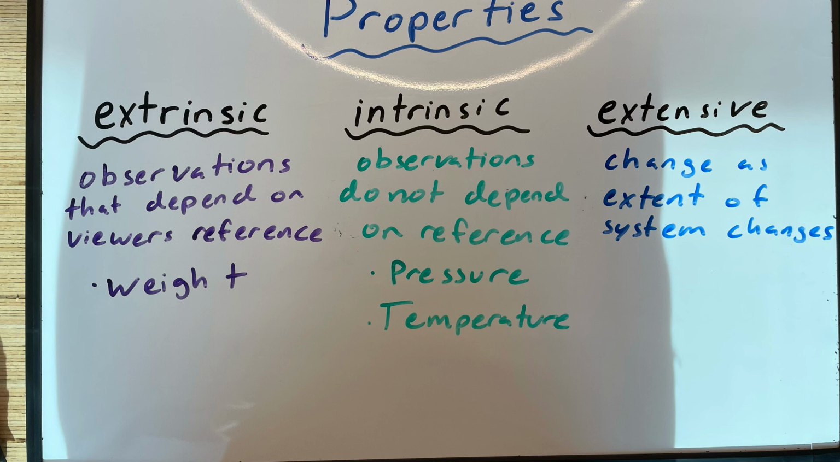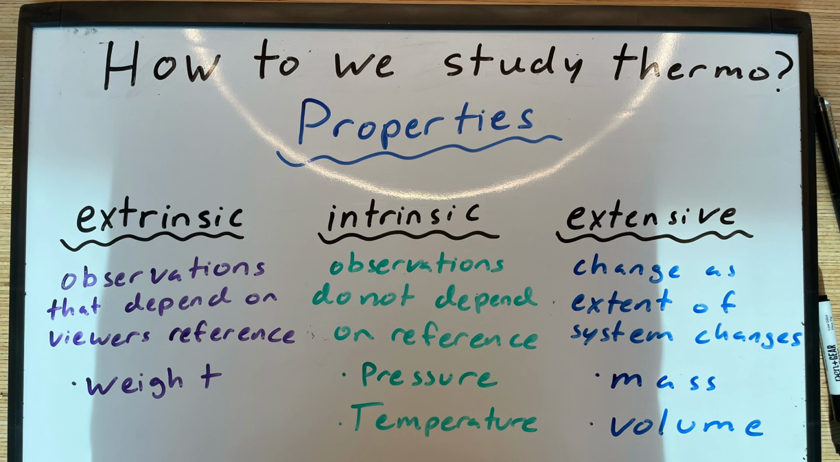Properties such as pressure and temperature would be intrinsic properties because the viewer's frame of reference or the amount of matter does not matter. Extensive properties are properties that do change depending on the amount of matter that an object possesses. For example, mass and volume would both be extensive properties.